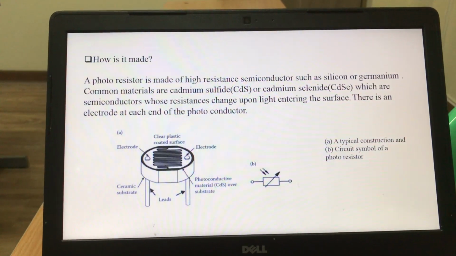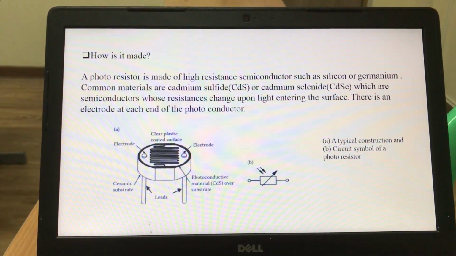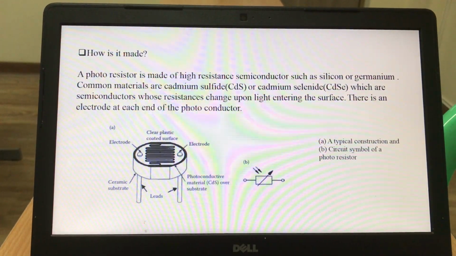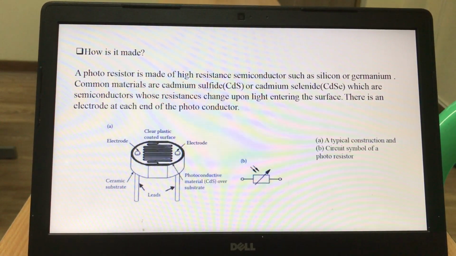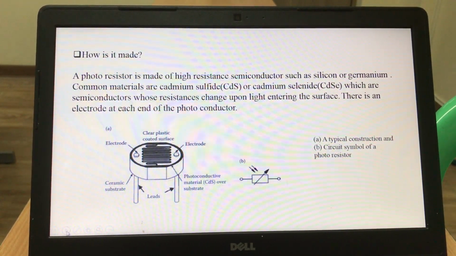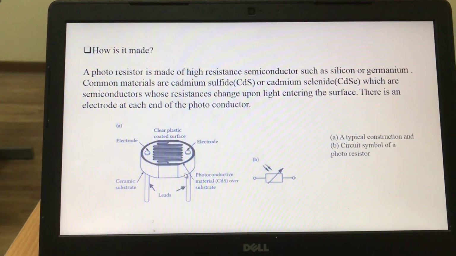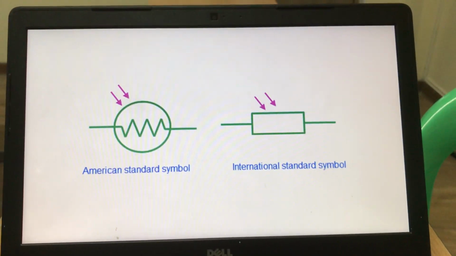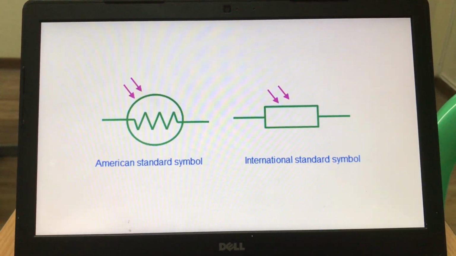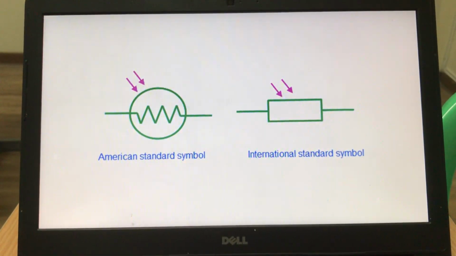These are the two diagrams for the photoresistor. Diagram A is a typical construction for a photoresistor, and diagram B is a circuit symbol of a photoresistor. These are the two black electrodes. There is a little difference between the American standard symbol and the international standard symbol of a photoresistor.